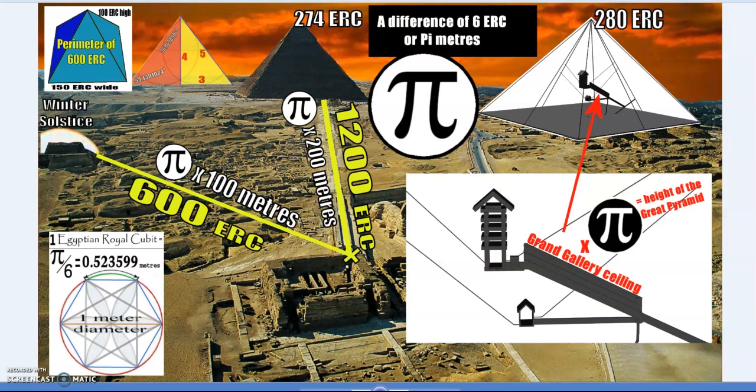Now, the Grand Gallery ceiling is a bit shorter than the floor, but if you multiply the Grand Gallery ceiling times pi, you get the height of the pyramid. Coincidence?